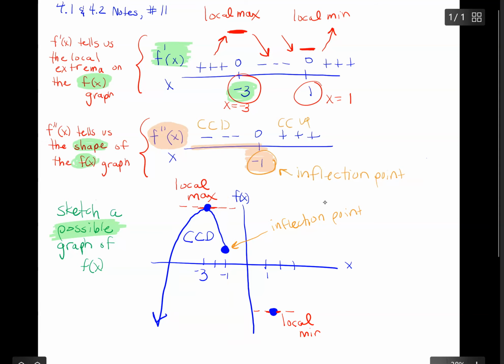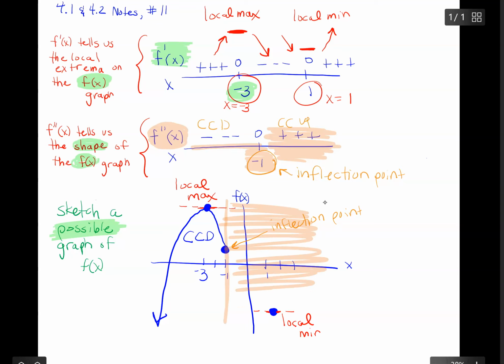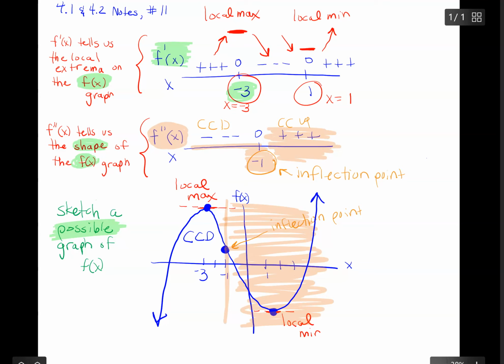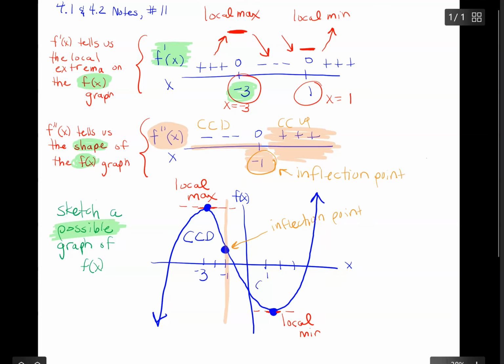And then after that inflection point, I'm going to go concave up. So after -1, my concavity changes. So everything in this region that I graph needs to be concave up. I'm going to do concave up, hit my local min and just bounce back up. And all of this region was concave up. So I'm going to label it. Okay, and I've created a possible function for f of x here.